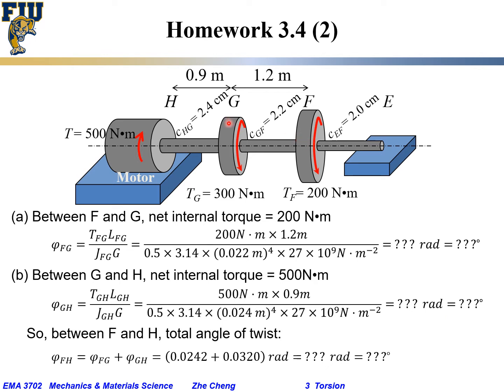The other part, for the B part, is we want the angle of twist between F and H. So you can just add it up, because FG rotates one way, HG also rotates in the same way. So you just linearly add them together and you get the answer. Okay, either in degree or in radian.